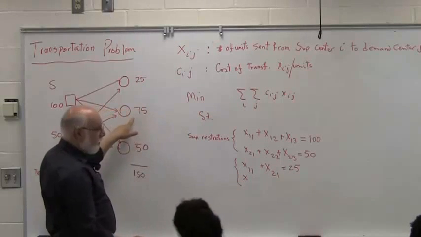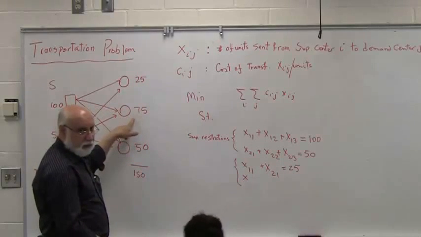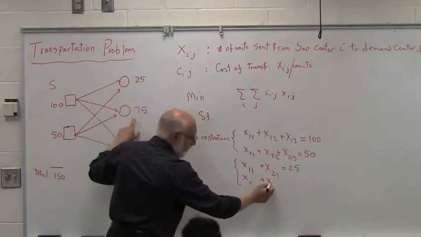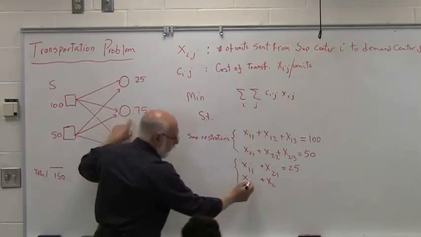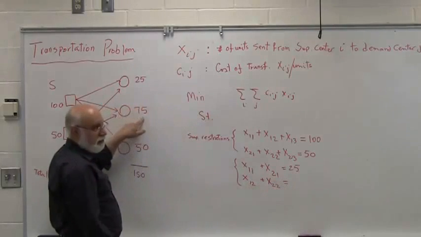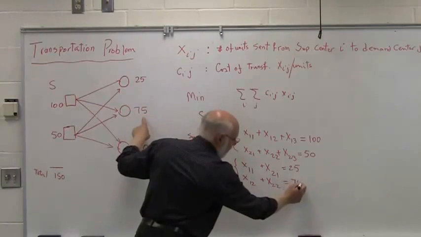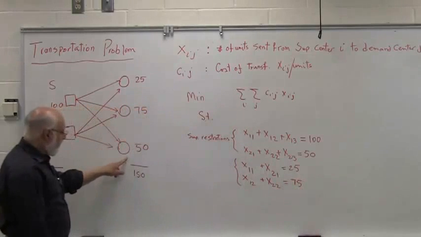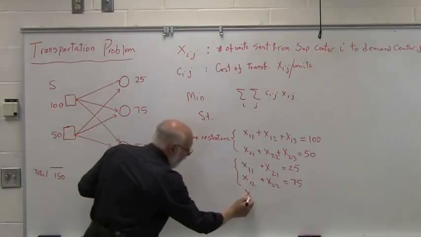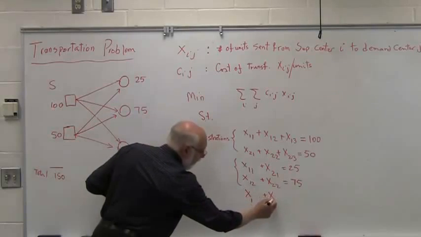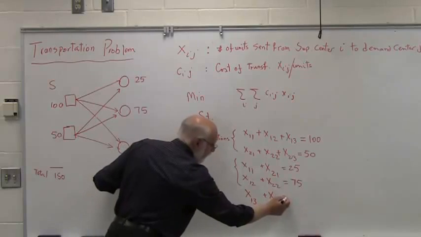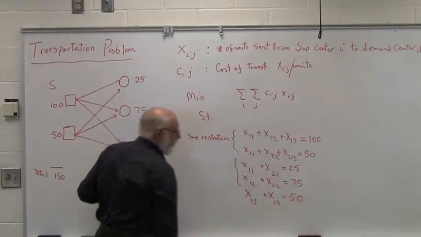If I'm writing for this, it is coming either from one or it's coming from two, but it is coming to two. And that has to be equal 75. And for this one, it may come from one or it may come from two, but it is coming to 3, and that has to be equal 50.